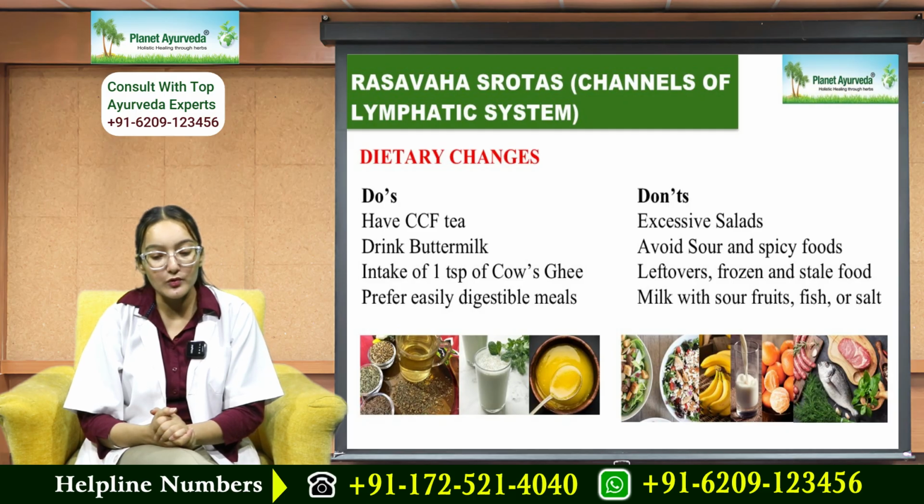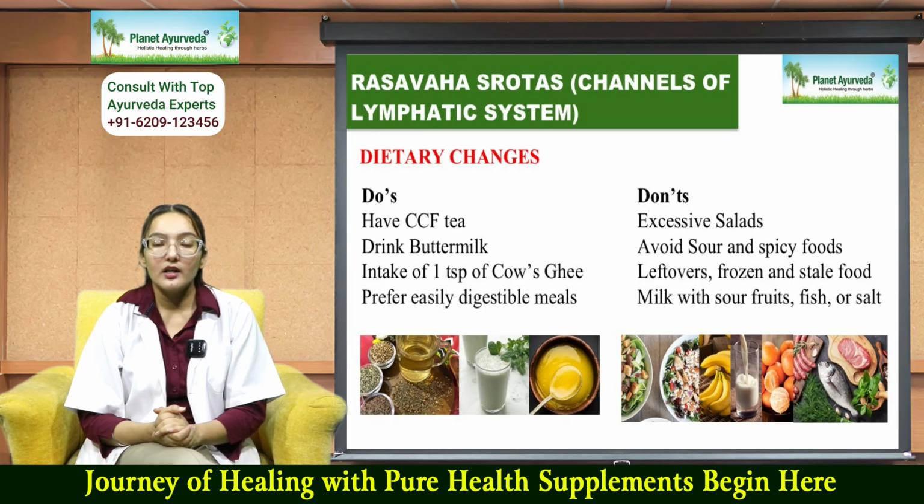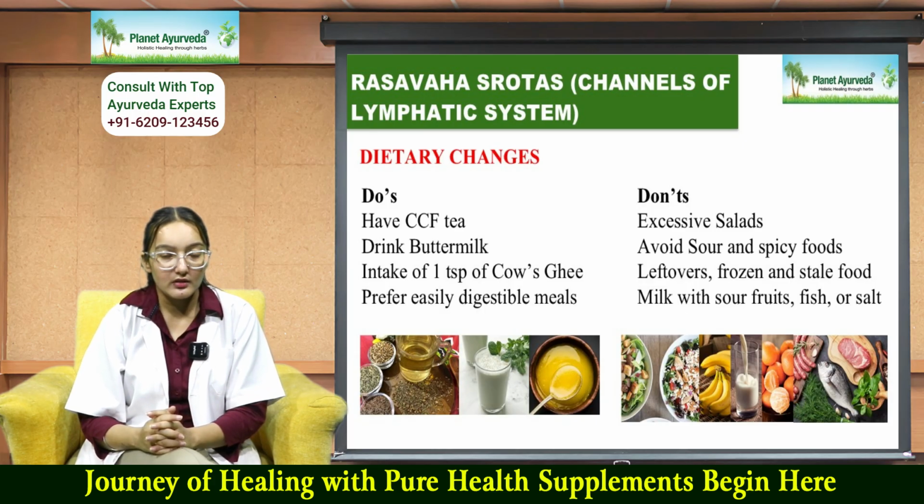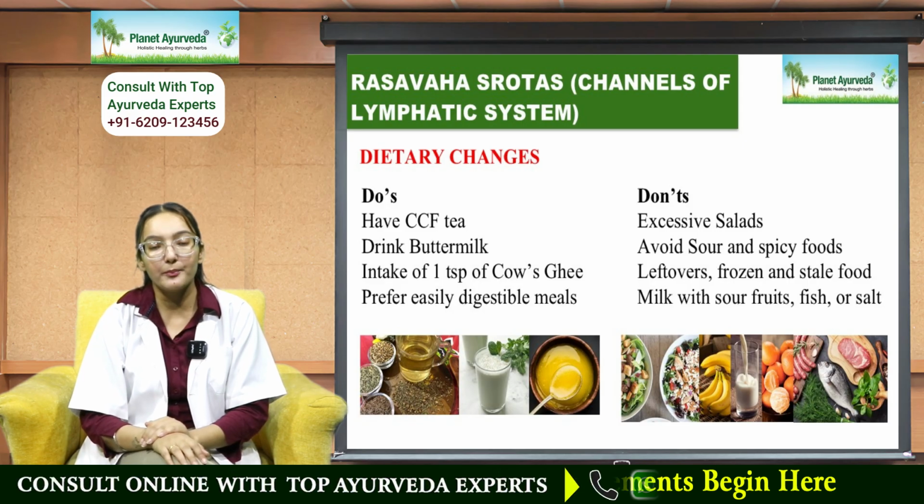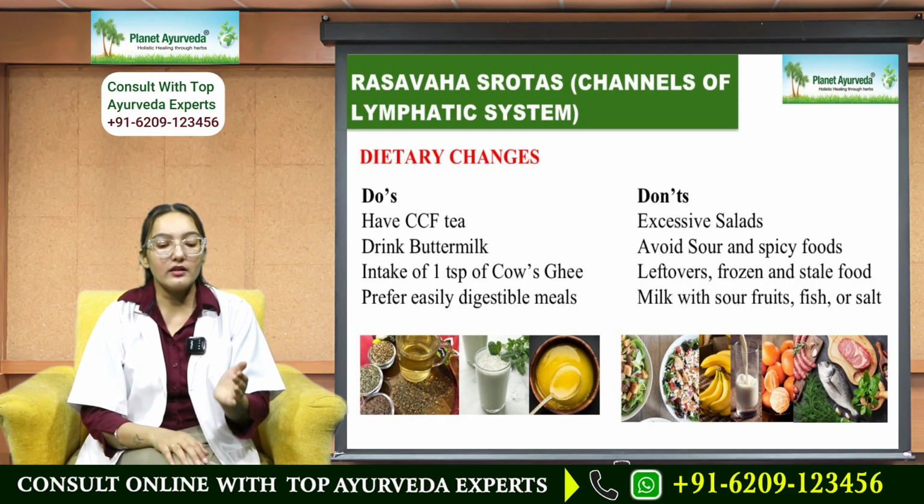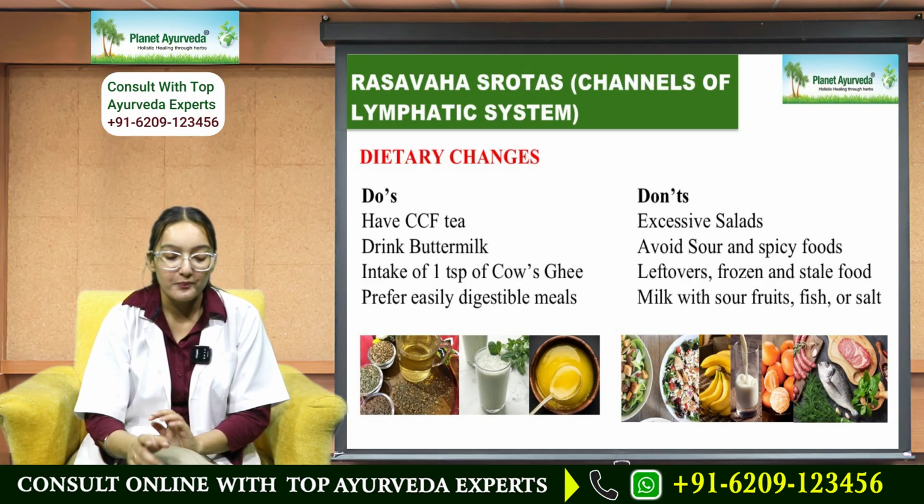Milk with sour fruits, fish or salt. These are foods that are incompatible in nature, that I have already told you about in Annavaha Srotodushti, that one may have to avoid. Same as in Annavaha, in Rasvaha Srotodushti one may have to avoid incompatible food items.